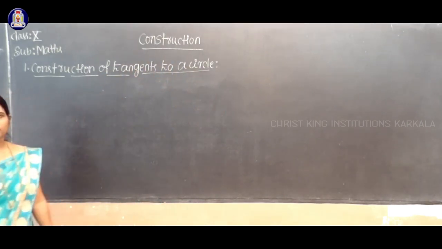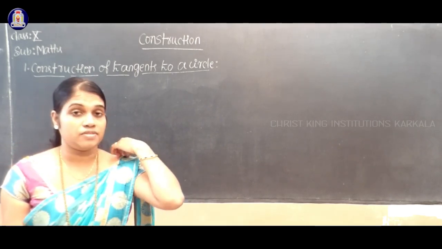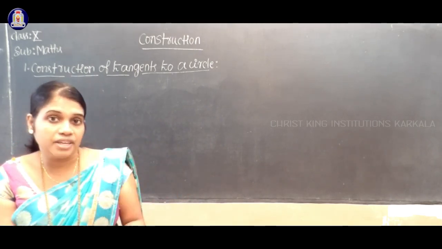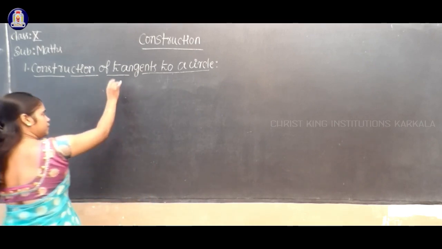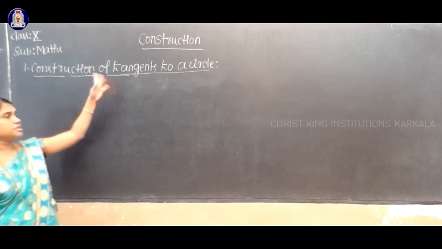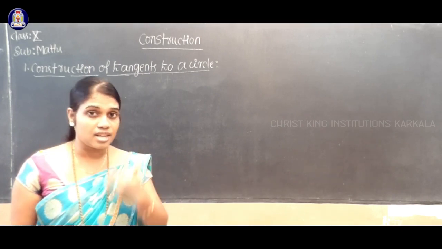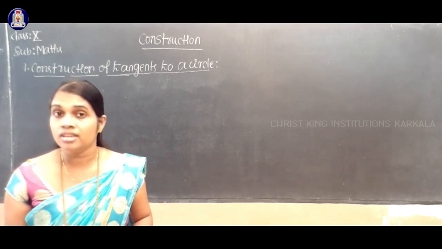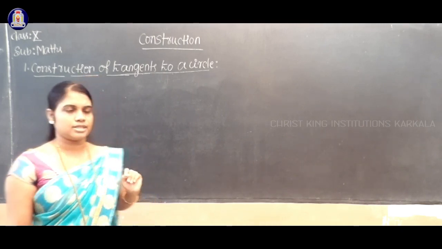Before going to this, let me recall some of the important points which were already discussed in our previous session, that is in the circle chapter. First, let me understand the meaning of a tangent. Once you recall the definition, a tangent is nothing but a straight line which touches the circle at exactly one point, isn't it?